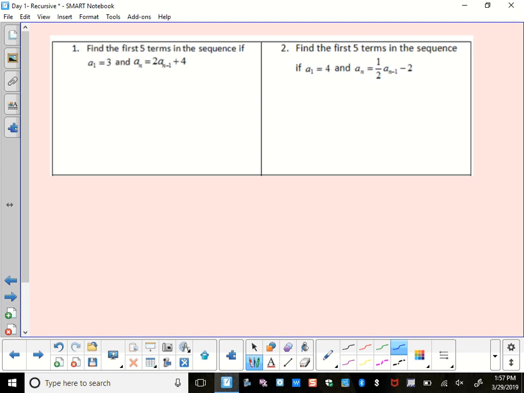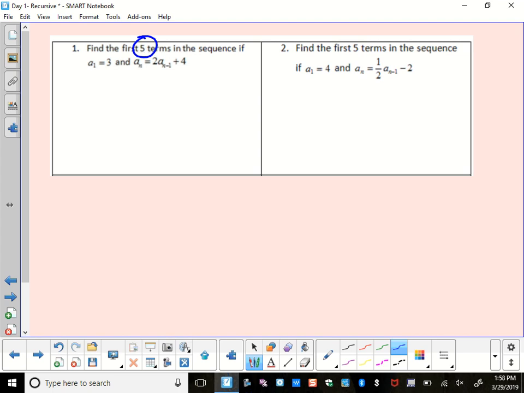It tells you to find the first 5 terms in the sequence if a sub 1 equals 3 and your rule, or a sub n, equals 2 times a sub n minus 1 plus 4. You don't need to know all that. What you need to know is a sub 1 means your first term. So this says find the first 5 terms in the sequence if your first term is 3 and your rule is 2 times the previous number plus 4.